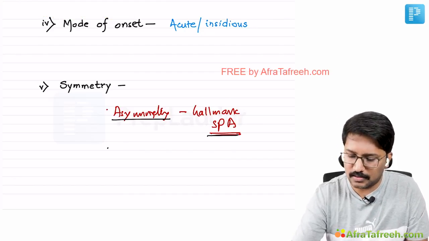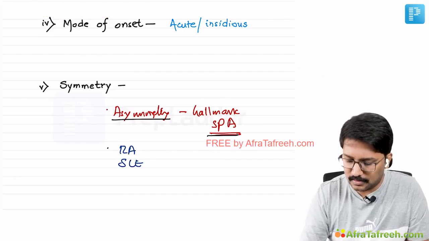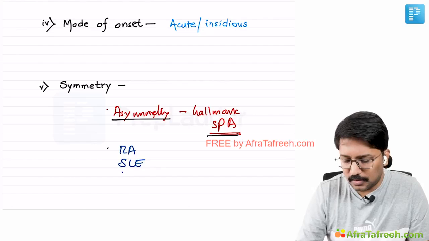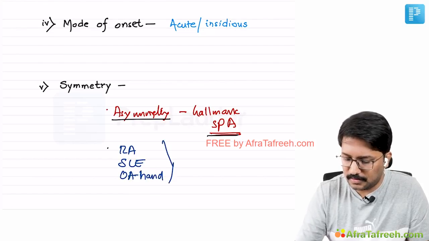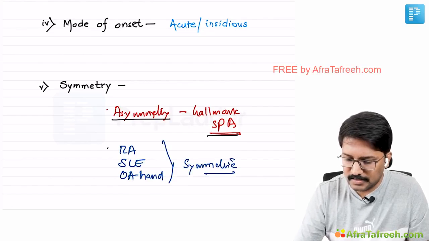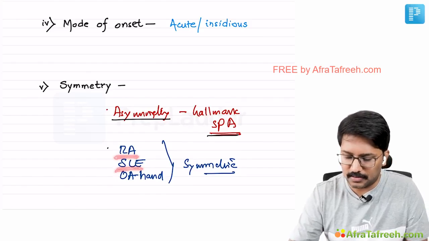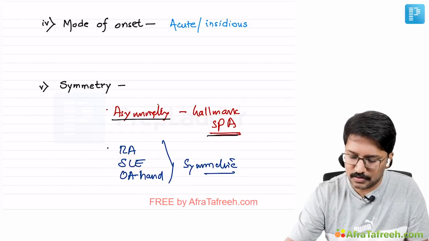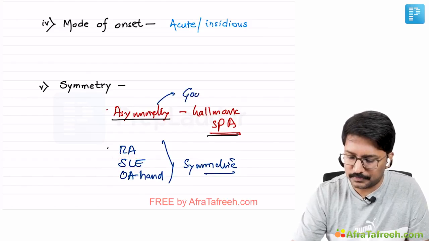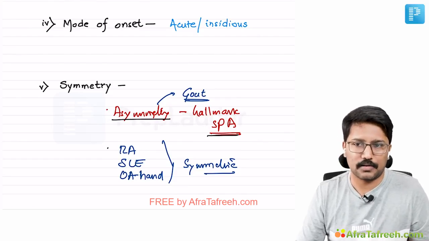On the other hand, most other conditions that I'm talking about, like rheumatoid arthritis, SLE, or even the osteoarthritis of the hand, may be symmetric, right? In fact, asymmetry in rheumatoid arthritis or SLE should prompt you to think of an alternate diagnosis. Another thing which is usually asymmetric is gout. Gout also is obviously going to cause asymmetric joint involvement, right?